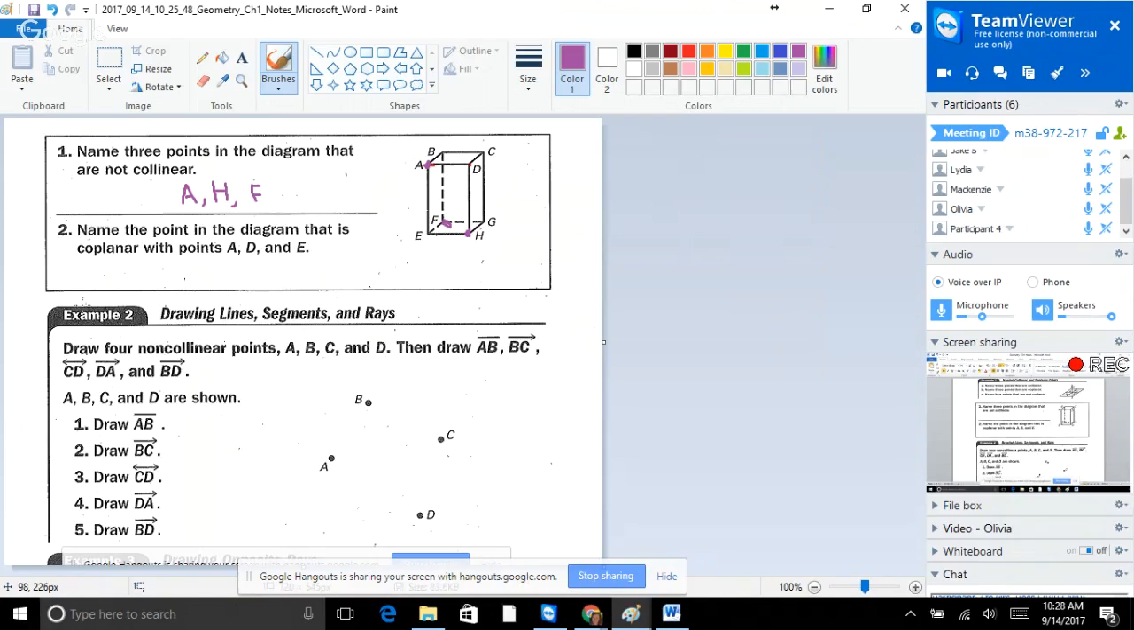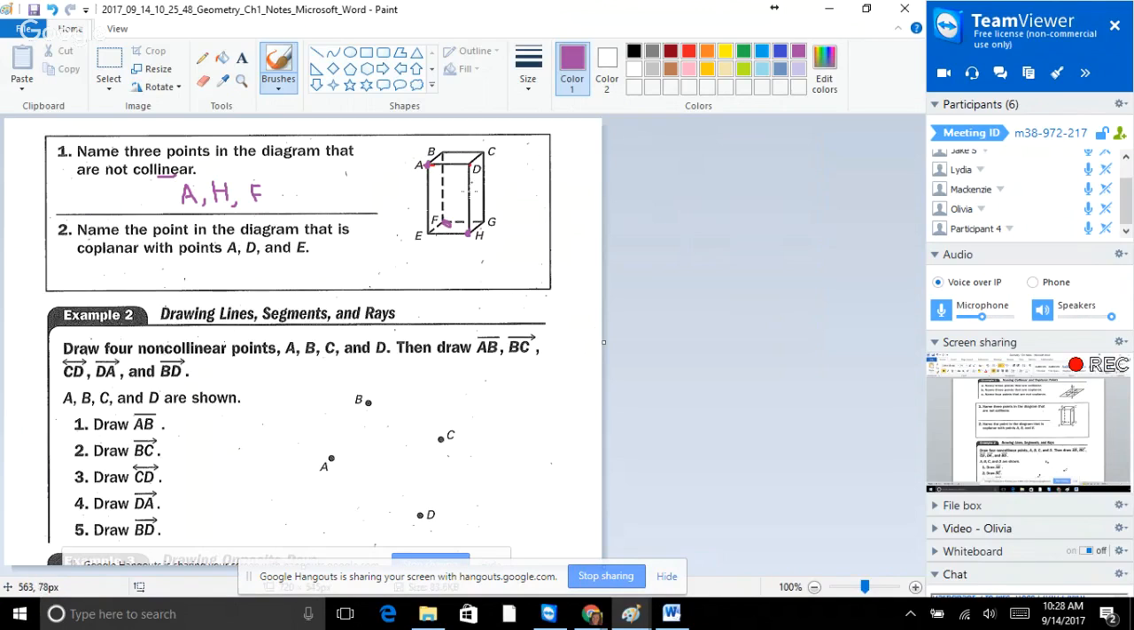Good. All right. Name the point in the diagram that is coplanar with points A, D, and E. Before we were talking about collinear, so you have that word line in there. Coplanar, we're talking about the plane. When you talk about a plane, it's in 2 dimensions. The easiest plane that I can think of is a sheet of paper. That's a plane, right? It's nice and thin. It's in 2 directions.